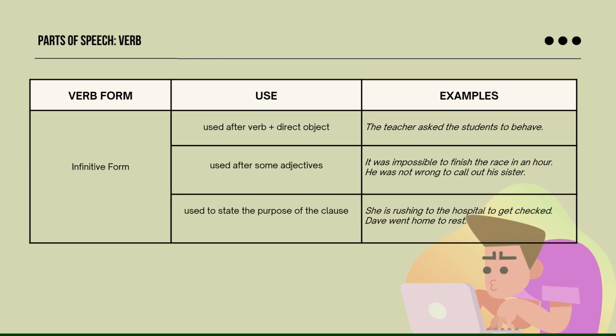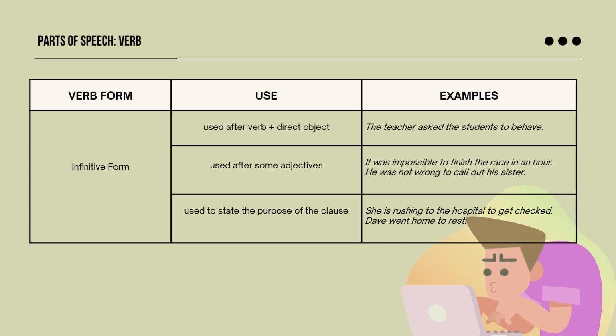Next, we have the infinitive form. The infinitive form can be used after a verb plus direct object. An example is: The teacher asked the students to behave. The verb is asked, and the direct object is the students. Next, it is used after some adjectives. It was impossible to finish the race in an hour. He was not wrong to call out his sister.